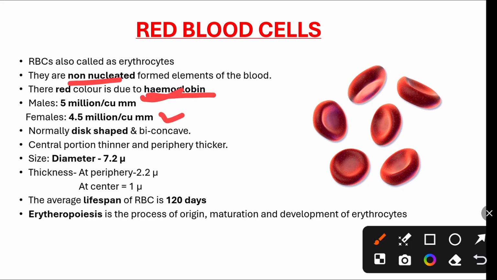Its central portion is paler, or the central portion is thinner and the outer portion is thicker. Its diameter is about 7.2 micrometers. At the periphery, that means at the edge areas, it is 2 to 2.2 micrometers, and at the center it is 1 micrometer. The average lifespan is 120 days. Erythropoiesis is the process of origin, maturation and development of erythrocytes.